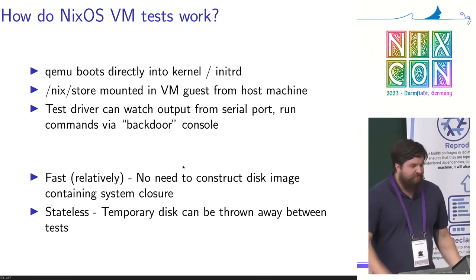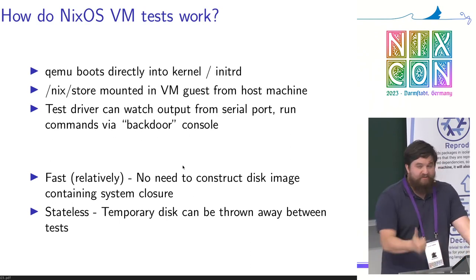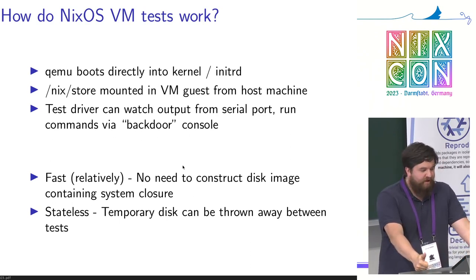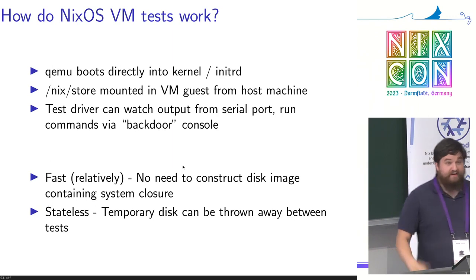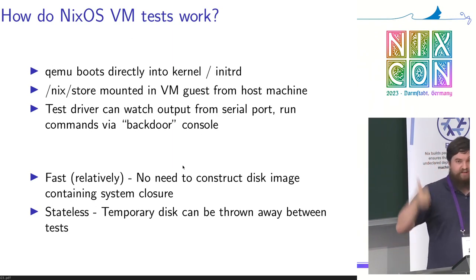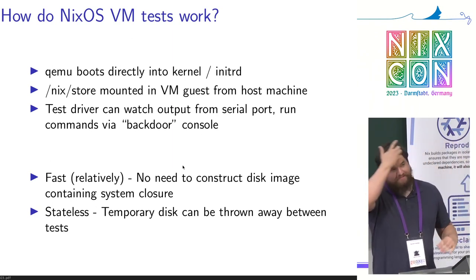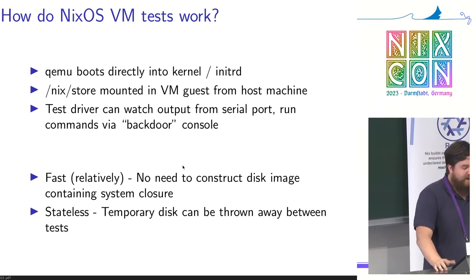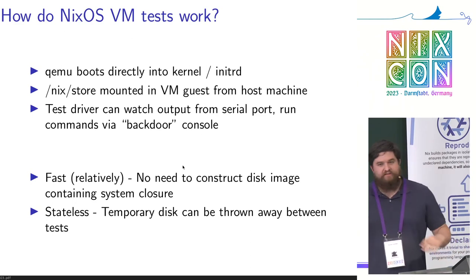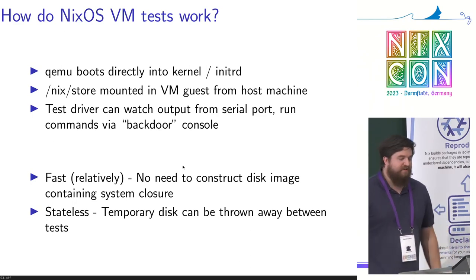And then the Python test driver interacts with the QEMU VM on a bunch of different interfaces, looks at the serial port, and can run commands via this backdoor console. Like I said, the benefit is it's relatively fast. I mean, you have to specify what you're relative to, but fast enough for many purposes, and stateless, right? You can just throw away all of the state if you just don't save the disk image around.